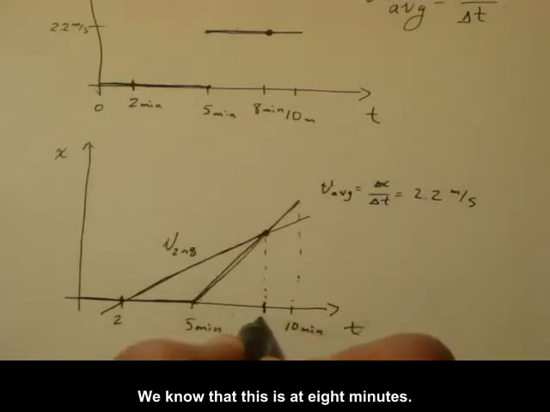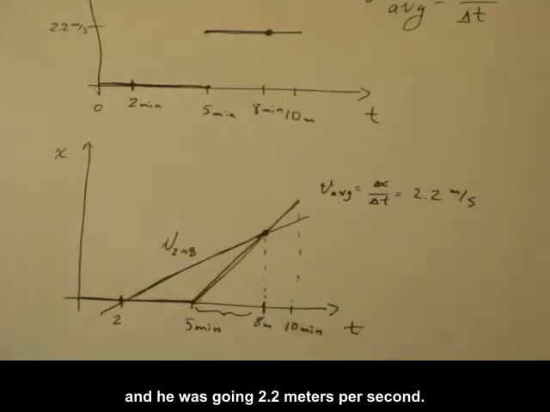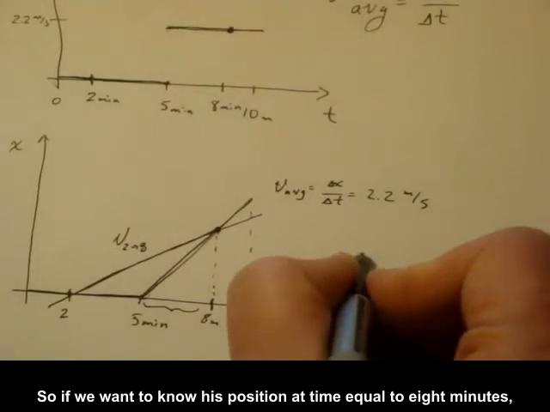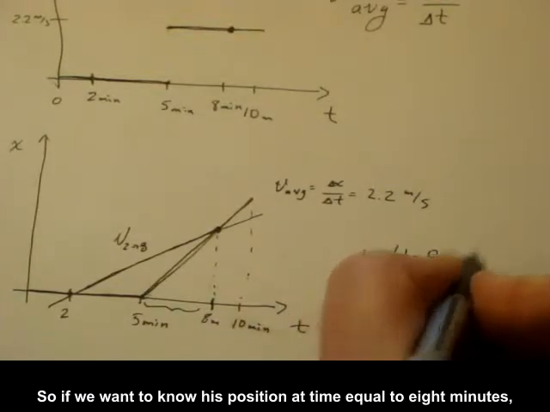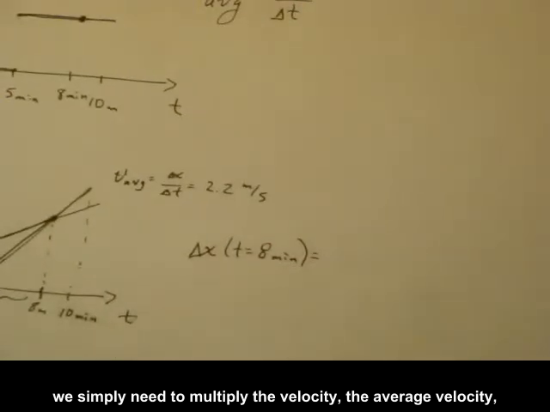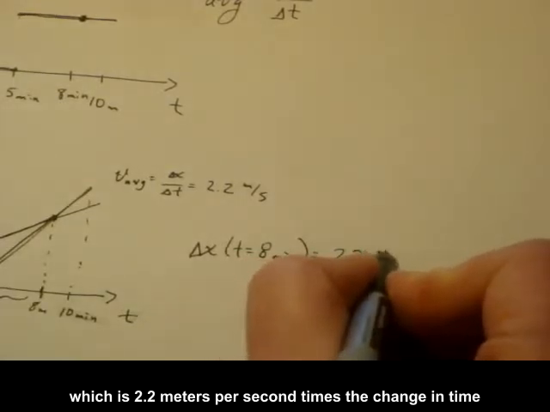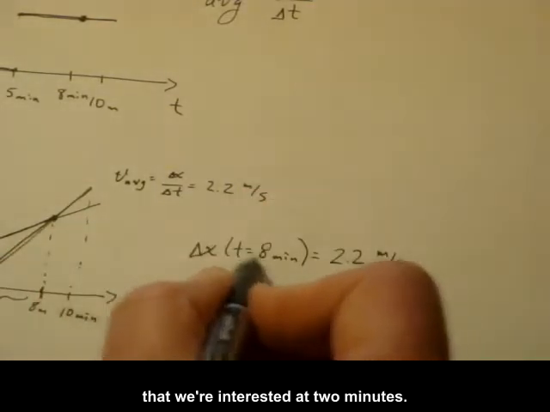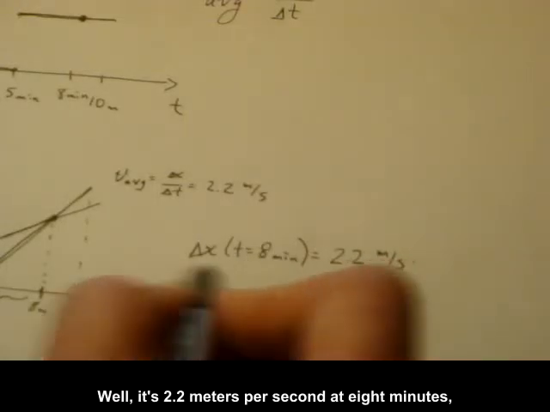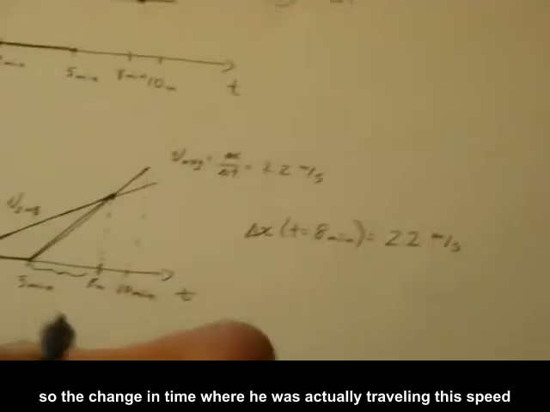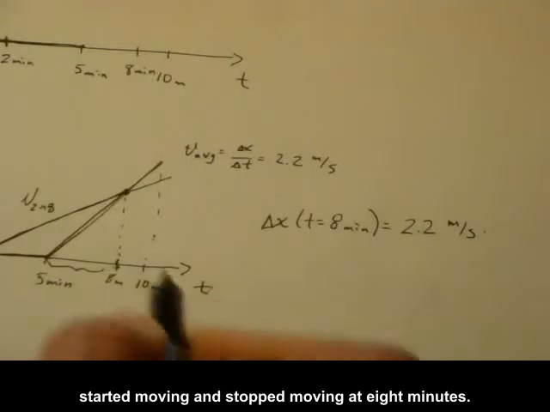We know that this is at 8 minutes, that is 3 minutes after he started moving, and he was going 2.2 meters per second. So if we want to know his position at time equal to 8 minutes, we simply need to multiply the velocity, which is 2.2 meters per second, times the change in time. Well, it's 2.2 meters per second at 8 minutes. So the change in time where he was actually traveling this speed is only 3 minutes, right? Because he started moving at 5 minutes, and stopped moving at 8 minutes.